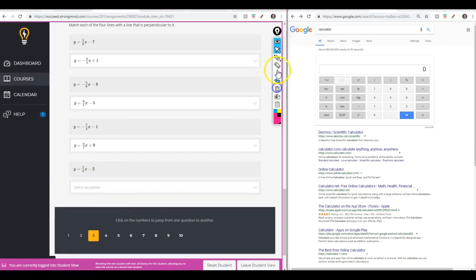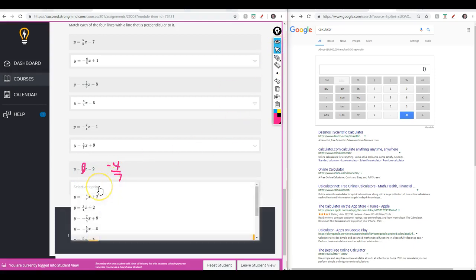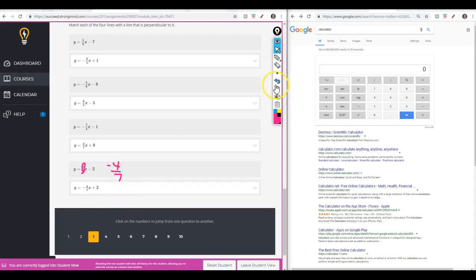So then on this one, the slope, since it's attached to the x, is 7/4. So flip it, do the reciprocal, so 4/7. And since this one's positive, the perpendicular slope will be negative. So then I'm looking for a y equals -4/7 x. And that's how I would go through and answer this question. I would just flip it, make it that reciprocal, and then make sure the signs are opposites.